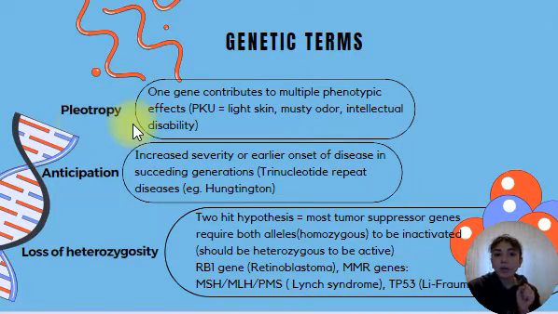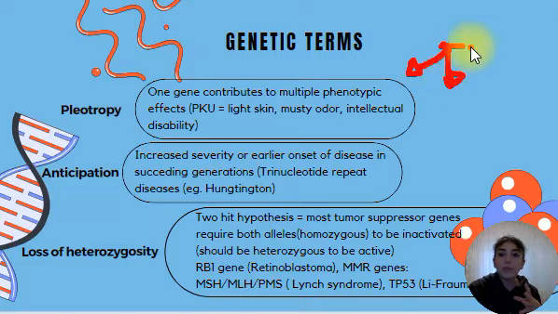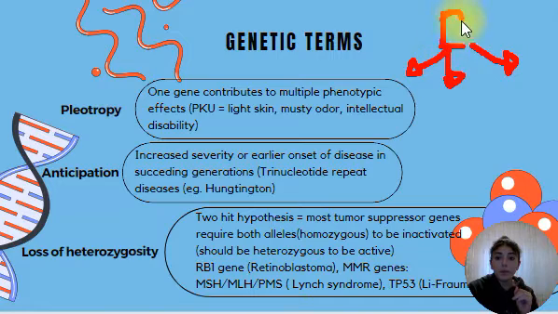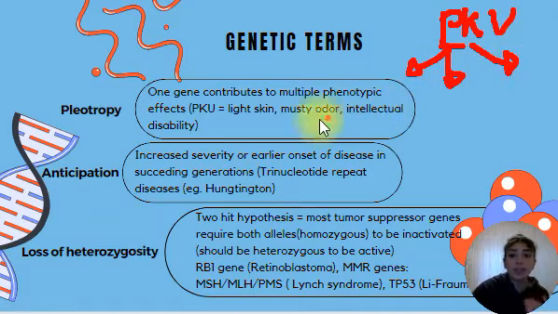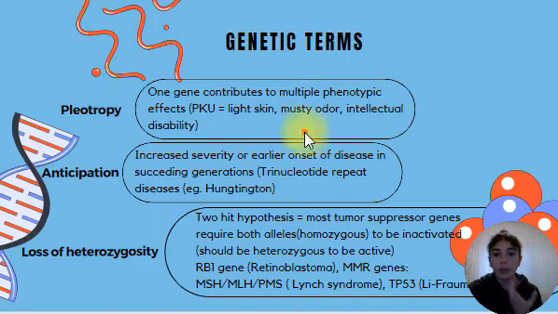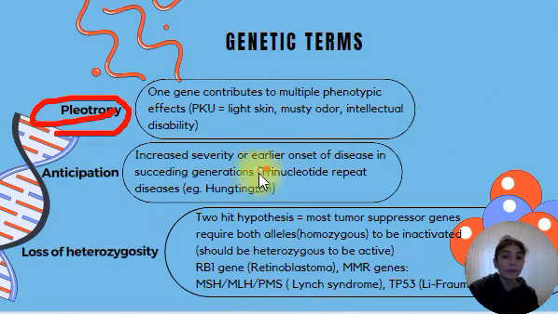So next one is pleiotropy, when one gene contributes to multiple phenotypic effects. What that means is that only one gene is mutated, but it causes light skin in PKU, musty odor, intellectual disabilities. We have PKU, which means phenylketonuria, which presents with not only one presentation, that's what that means, right?